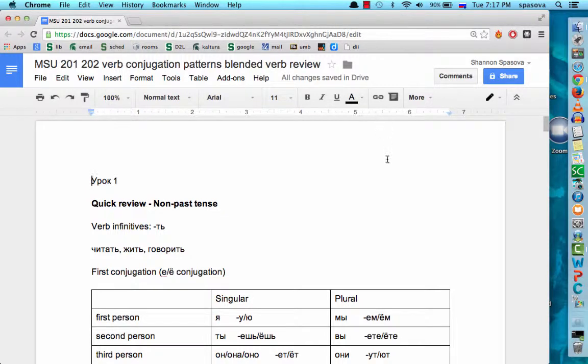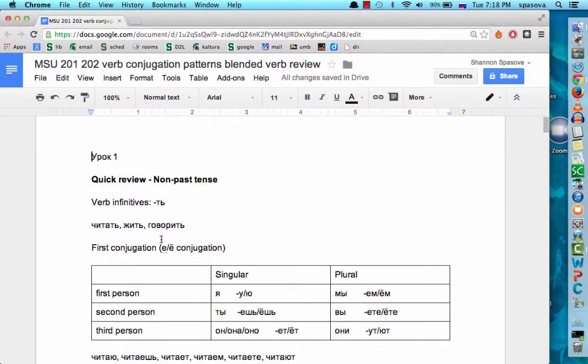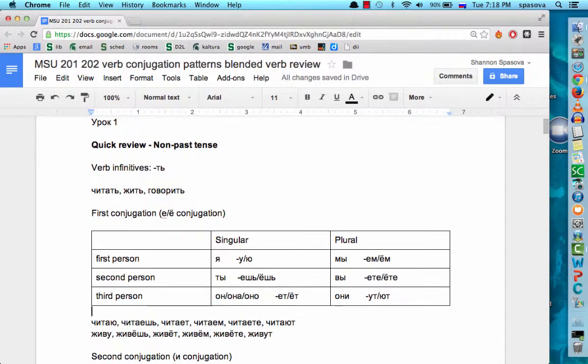So remember that the infinitives of verbs, which are the forms that you find in the dictionary, usually end in the soft sign (мягкий знак) ь. Examples are читать, жить, говорить. Then we have two conjugation patterns. The first conjugation is sometimes called the е-ё conjugation, because in the pattern you see an е or ё, and it will always be consistently е or consistently ё.